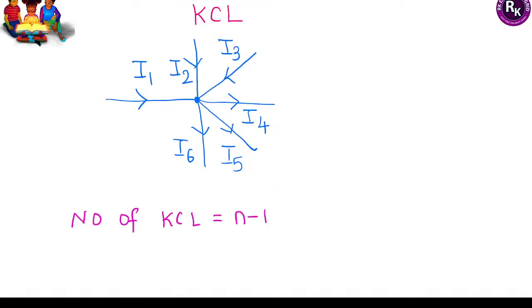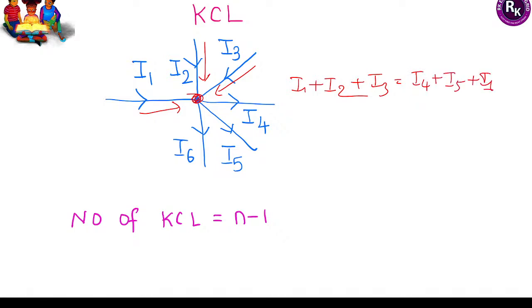We know KCL means algebraic sum. At any selected node, incoming current equals outgoing current. That is, the sum of incoming currents equals the sum of outgoing currents. If you select this node, the incoming currents are I2, I1, I3. If I add all these currents, it will be equal to the algebraic sum of the outgoing currents. The outgoing currents are I4, I5, I6.